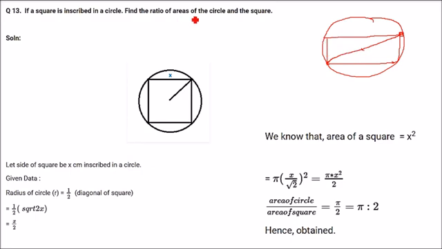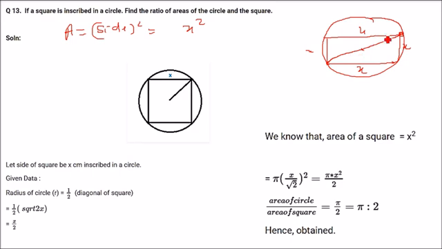So what we are going to do, we have already seen how to do this. First of all, in order to find the area of the circle and the square, let us take the area of the square first. Let us take the side as x, so all the sides will be x. Area is nothing but side square, and side is x, so it will be x square.